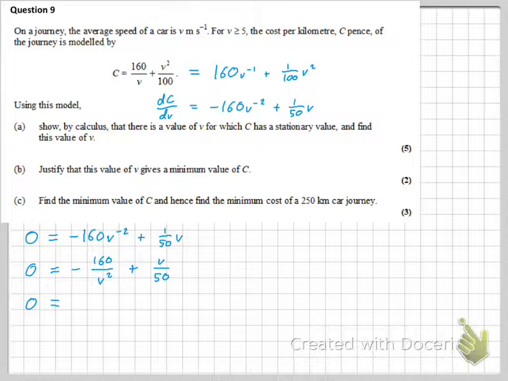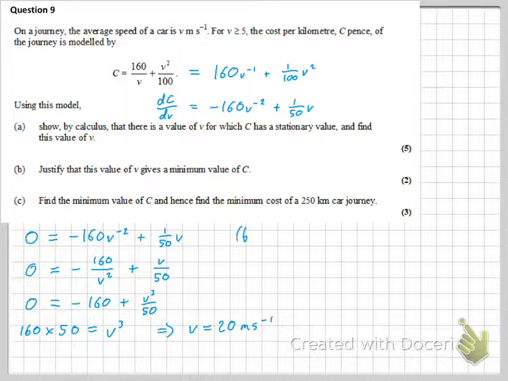And then we can multiply through the whole equation by v squared, and then we can times by 50 and solve that. It's pretty easy from there. Square root of 8,000 gives us 20, and it's meters per second.